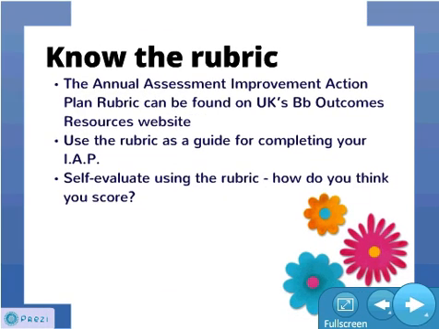The second step to writing a high-quality improvement action plan is to know your rubric. If you haven't taken time to get to know the rubric, please do so in advance of writing your yearly report. You can find it on the Blackboard Outcomes Resources page, which you can link to from our Office of Assessment website. Look over the requirements of the rubric and use it to help you complete all the necessary parts of the report.